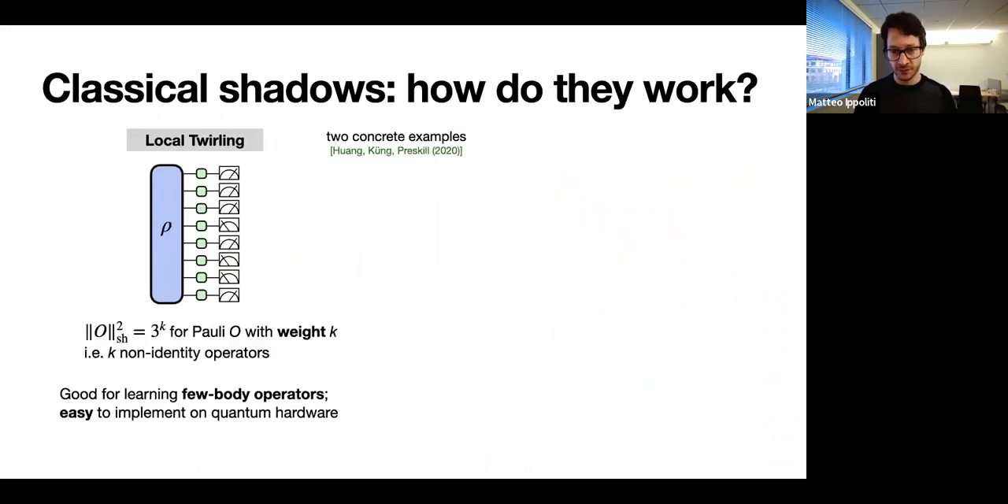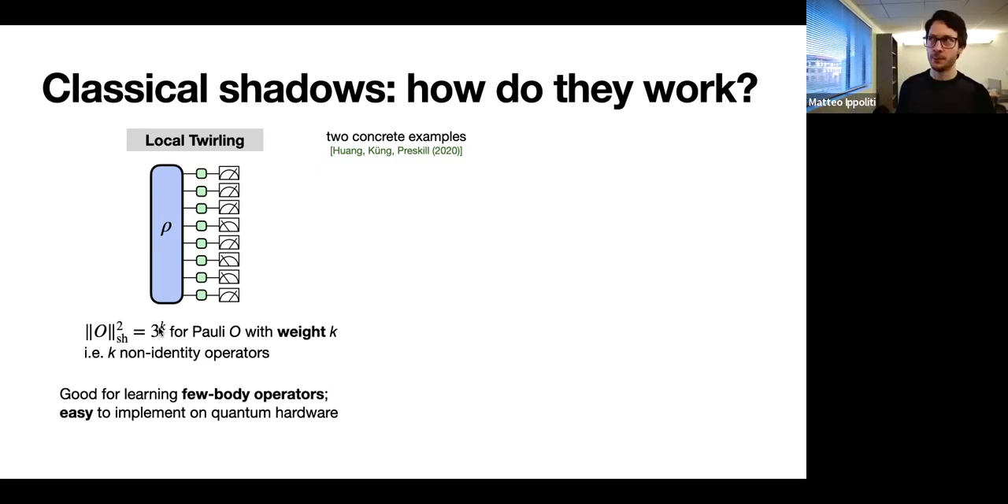So to give 2 concrete examples from the original paper by Huang, Kueng, and Preskill, we can have the simplest protocol, which is essentially applying local random matrices. So you go in on each qubit and you apply a single qubit Haar or Clifford random unitary. And then you run through the protocol that I discussed just now. So if you do this, it turns out that the shadow norm of a Pauli operator O that acts on k sites is going to scale as 3 to the k. So this is, of course, going to be prohibitive for extremely high weight Pauli operators that are supported on the entire system.